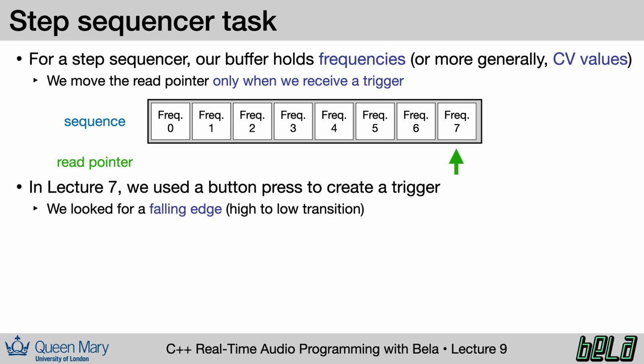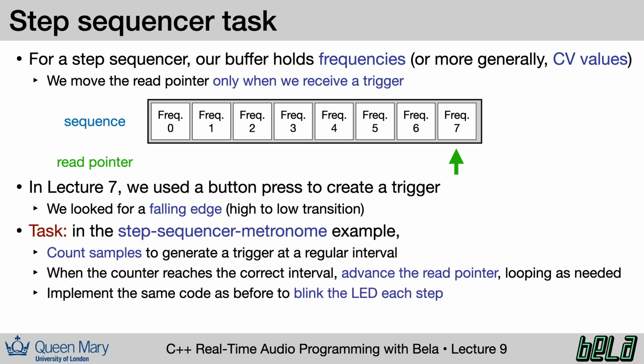Last time around, we used a button press to create that trigger, and we were looking specifically for transitions from button not pressed to button pressed in order to generate a trigger. We'll do it differently this time, essentially merging code with the metronome, so that when a certain number of samples elapses, then we generate the trigger to move on to the next step.